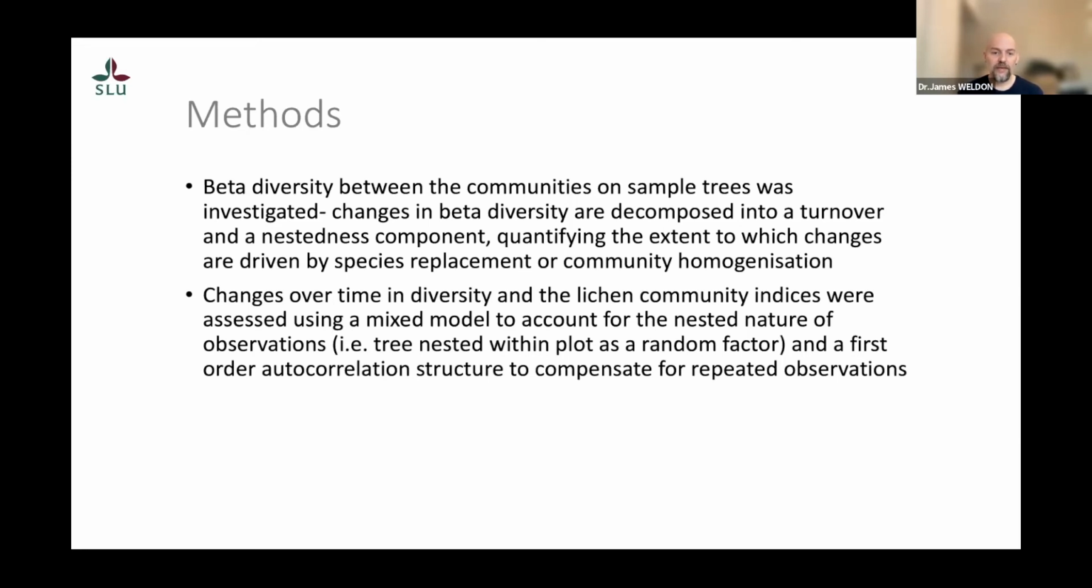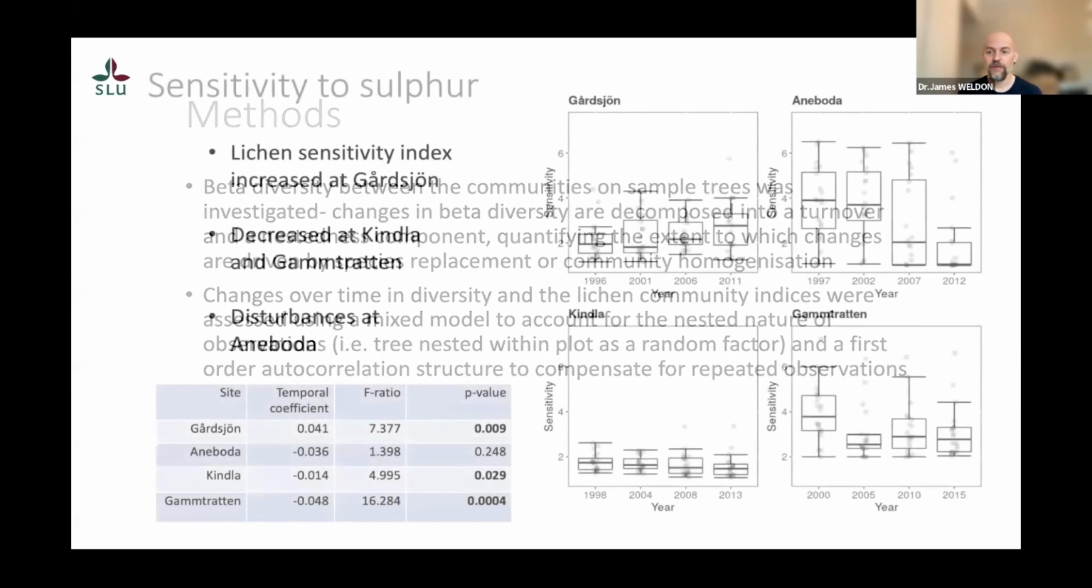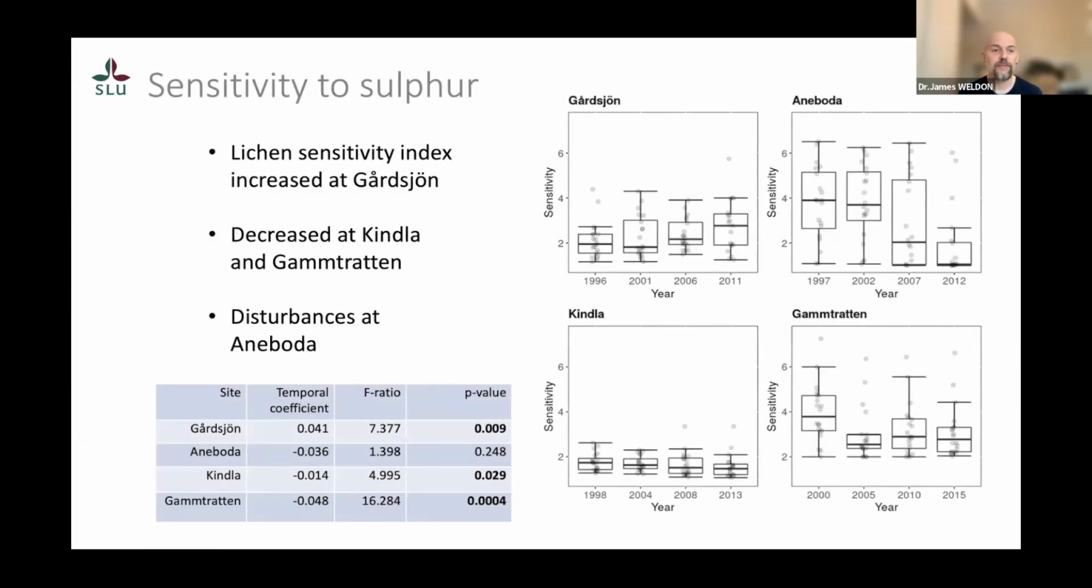So then we looked at changes over time in these measures of diversity and the community indices for sulfur and nitrogen preference using mixed models. I won't dwell on the details here because we have so little time, so let's move on to the results.